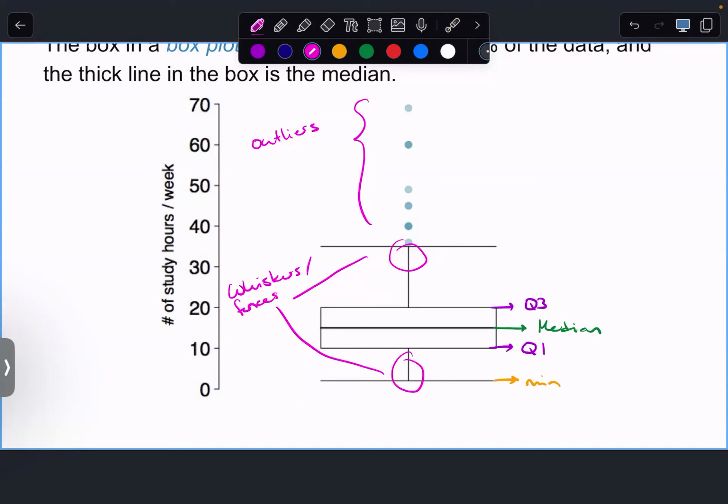And so here, let's call this, what color can I use? The upper whisker.